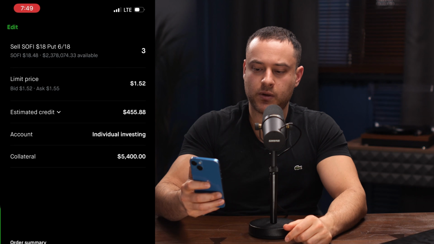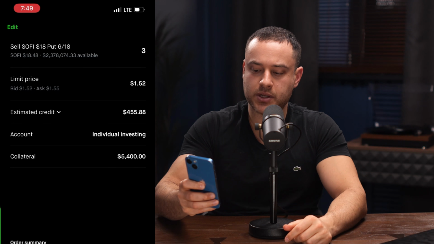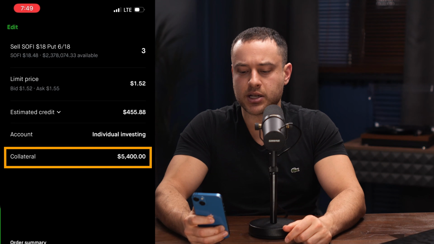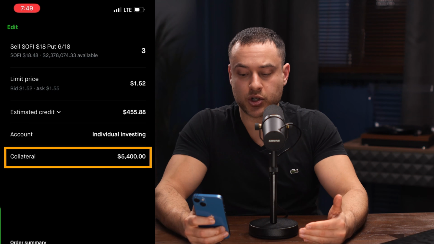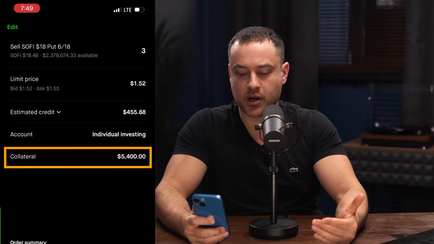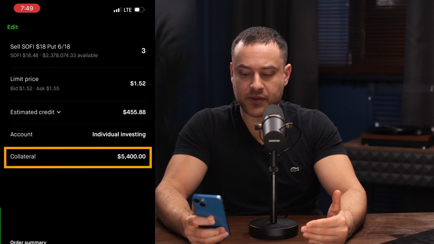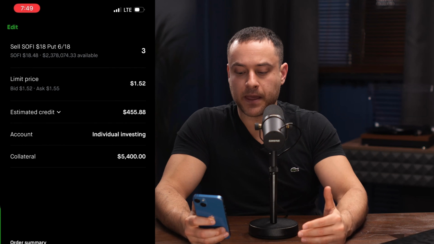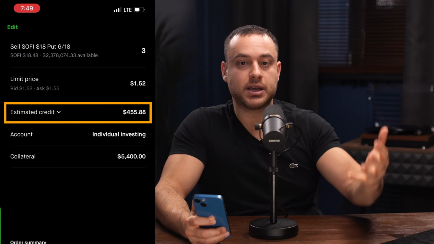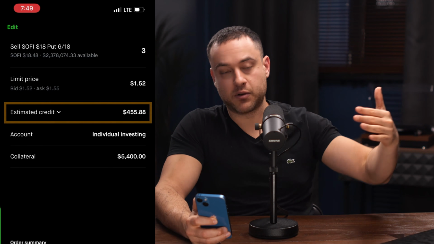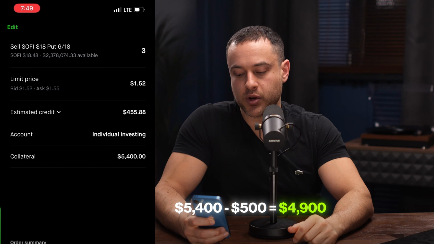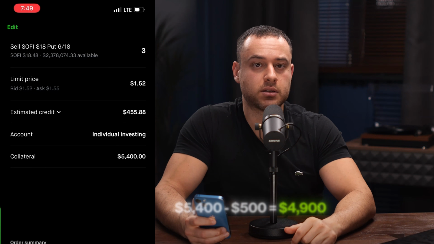In this trade example, if I sell a SoFi $18 put option, the collateral needed would be $5,400. The reason for that collateral is essentially each option contract is 100 shares. Each 100 shares of SoFi is $1,800. And because I'm doing 3 contracts, the collateral here will be $5,400. Keep in mind though, if I were to collect a credit of $455, then basically that would be deducted from the collateral. So if the collateral is $5,400 and I collect $500, for example, then I'm really only going to be putting up $4,900 in terms of collateral.